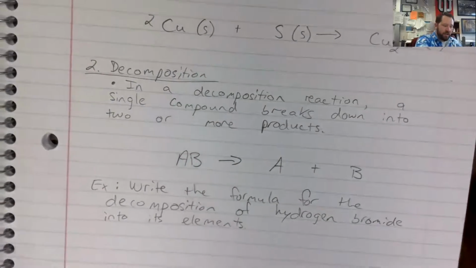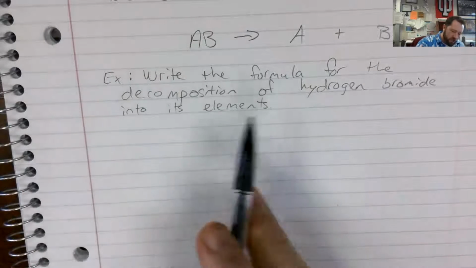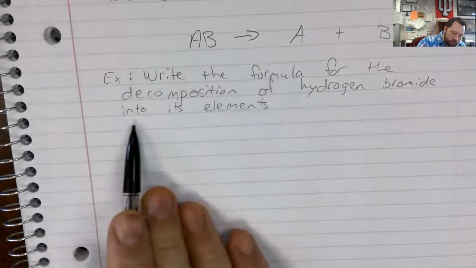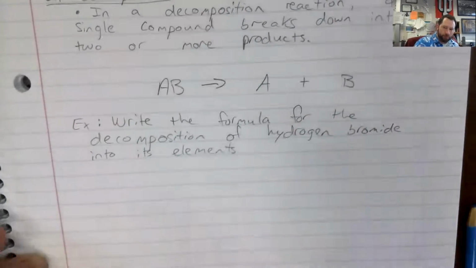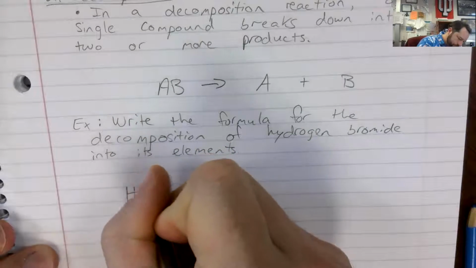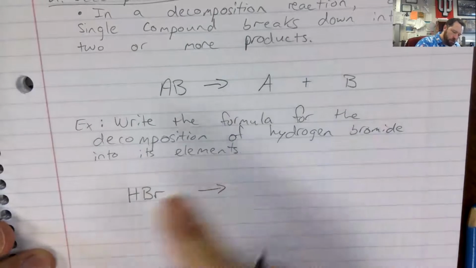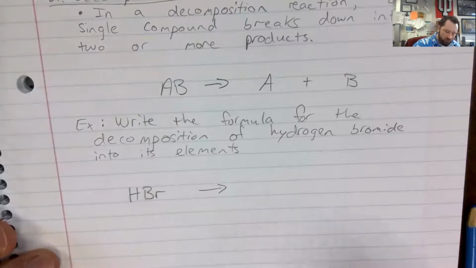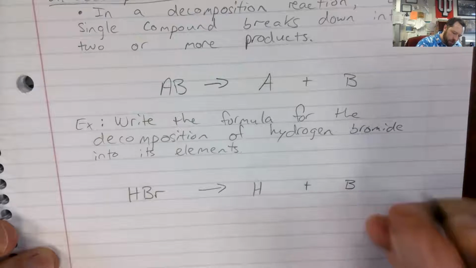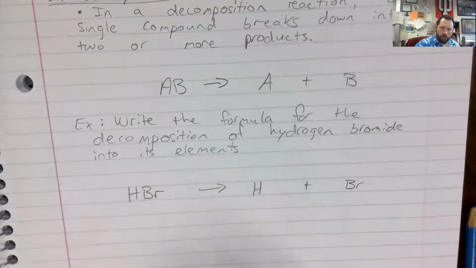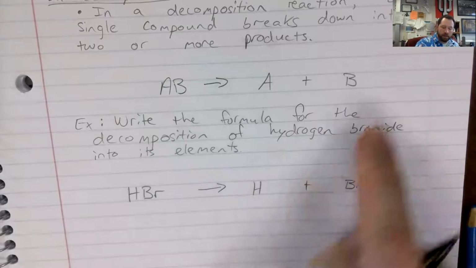So an example here of a decomposition reaction: hydrogen bromide decomposes into its elements. So we'll start with the hydrogen bromide part. Hydrogen bromide. Can leave a little room for states of matter, subscripts if we need them. It's going to break apart into its elements. That would be hydrogen and bromine, Br. So there's our AB, and there they're separated into A and B.